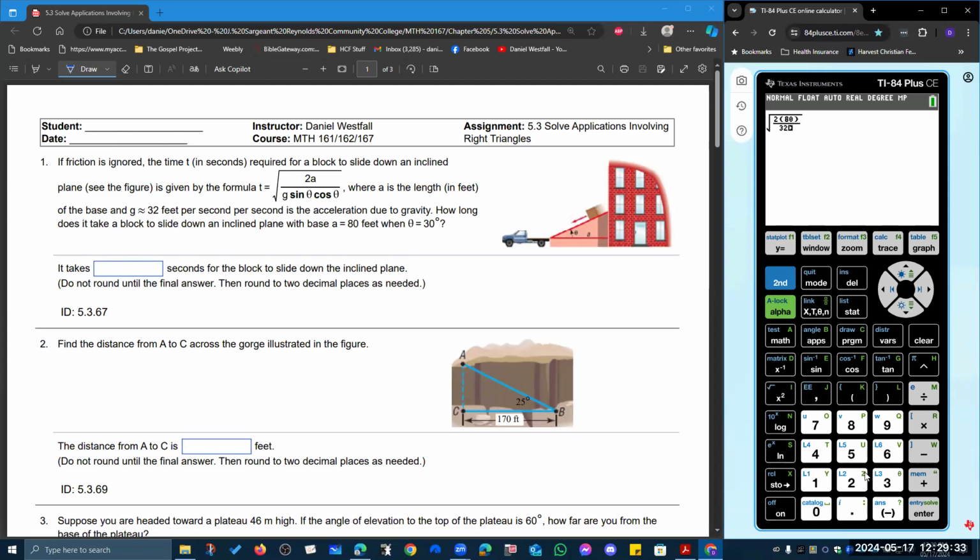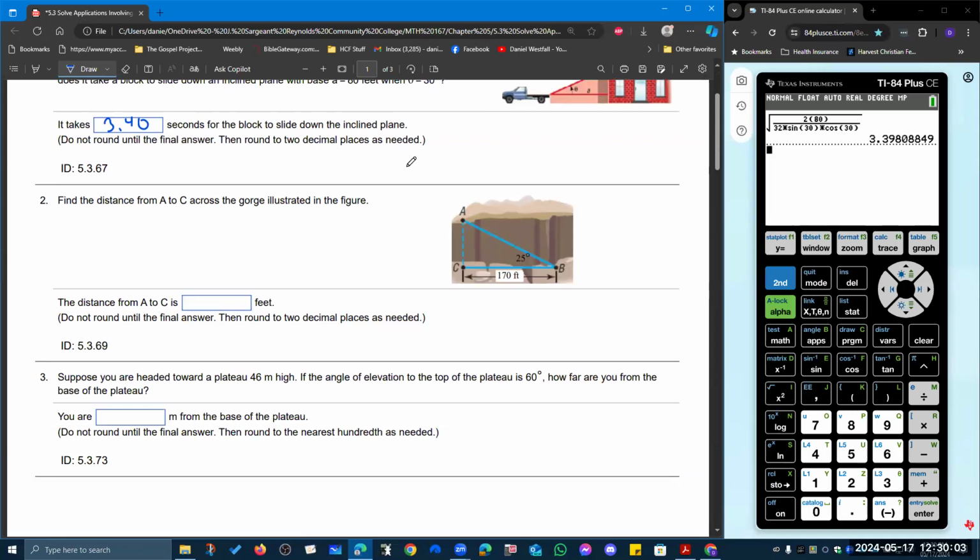g is 32 times sine of 30 degrees times cosine of 30 degrees. And we want to round this to 2 decimal places. So this is 3.40 seconds.